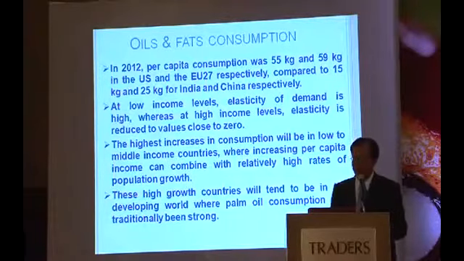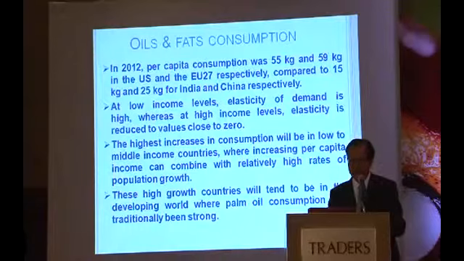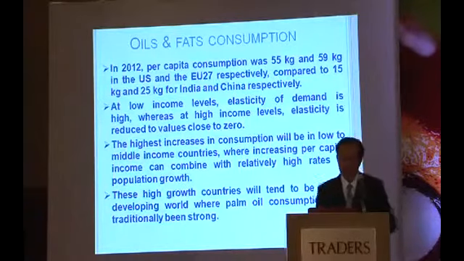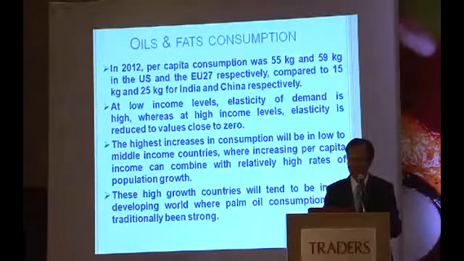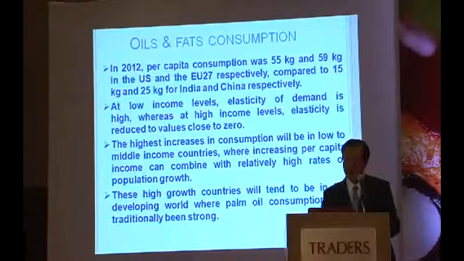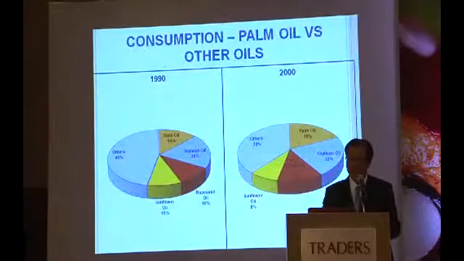But as you can see, per capita consumption here can be as high as 55 to 59 kilograms in the US and EU, and it can be low for big countries like India and China at 15 and 25. So we come to the consumption per capita of Myanmar later on.